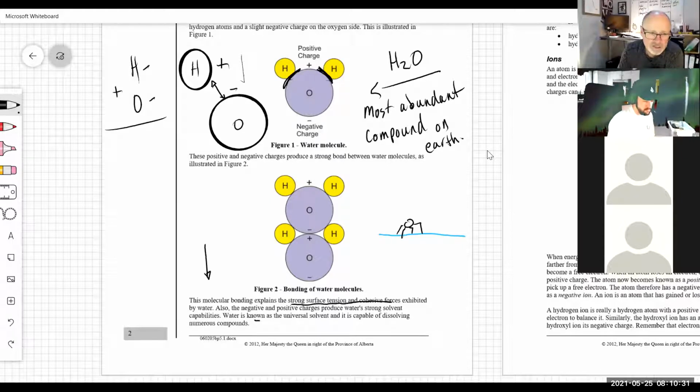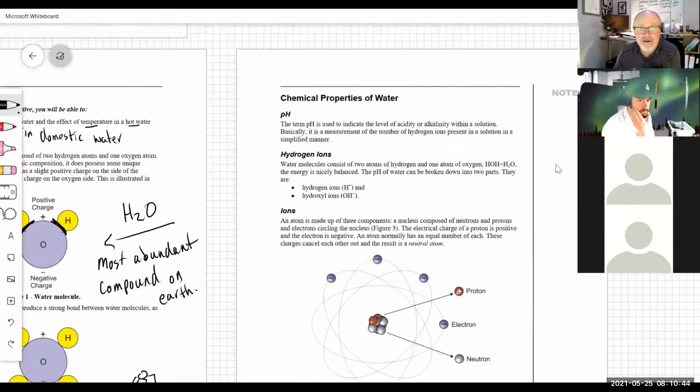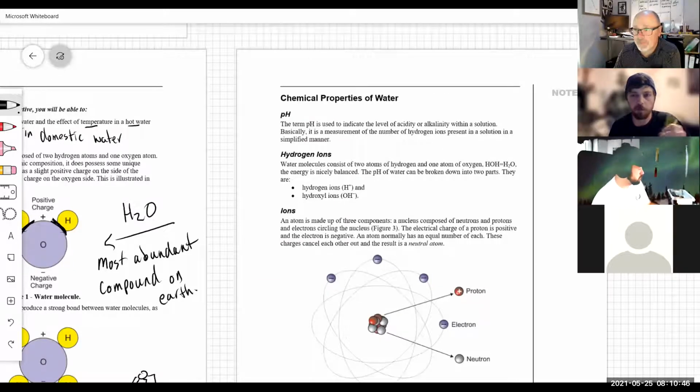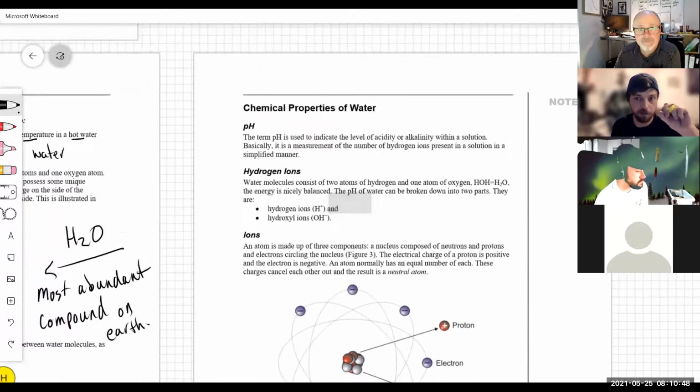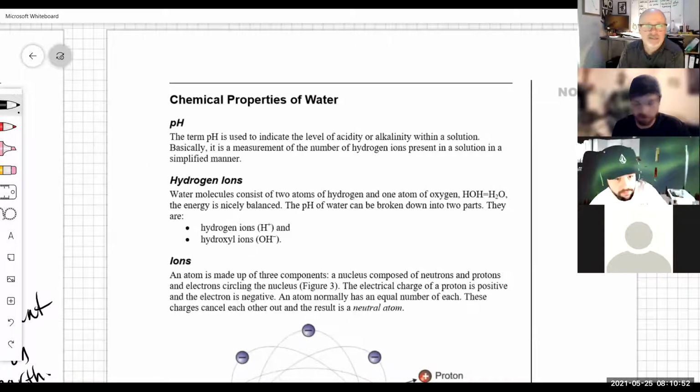Again, water is known as the universal solvent, and it's capable of dissolving numerous compounds. And we use water all the time to do that. So surface tension would also be like the water on top of a glass when you get it real full, but it's not spilling over kind of thing? That's right. That's exactly. Oh, okay. Good. Yeah.